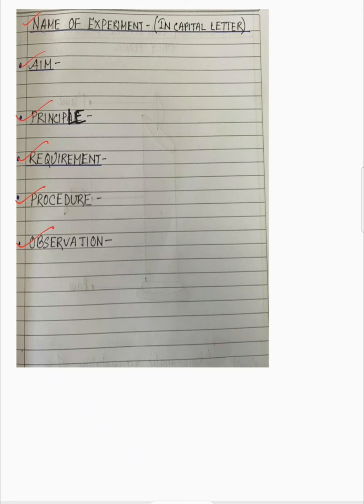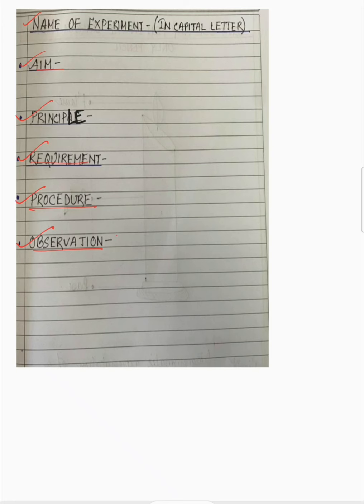These are the generalized points that you might get in almost all of the chemical experiment or biological experiment. So aim, all these things should be written in capital letters, and you have to underline them, that's why they look much better. Or you can make them bold also, but don't use any other color. Blue and black is all you need. So you write them there.